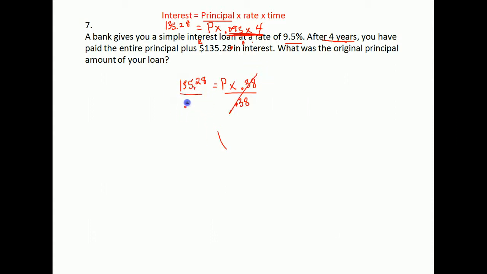And whatever you do on one side of an equation, you have to do the same on the other to keep it balanced. And that's how we solve. So we just have to go 135.28 divided by 0.38. And when we do that, we get 356. Remember, this is dollars, so it's going to be $356.00 for our principal.